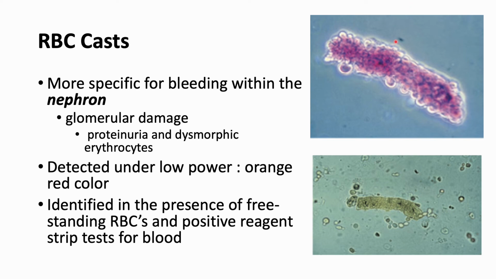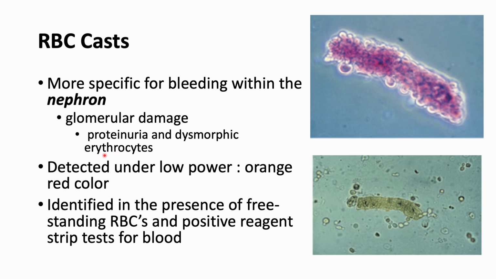RBC finding in the urine can be indicative of bleeding from an area within or along the genitourinary tract. RBC casts, however, are indicative and more specific for bleeding within the nephron, signifying glomerular damage, as it allows passage of cells through the glomerular basement membrane, damaging the nephron capillary structure. This is seen together with proteinuria and the presence of dysmorphic erythrocytes.